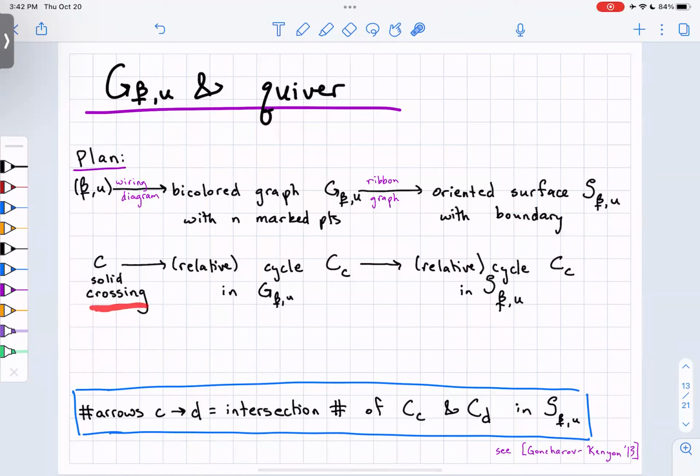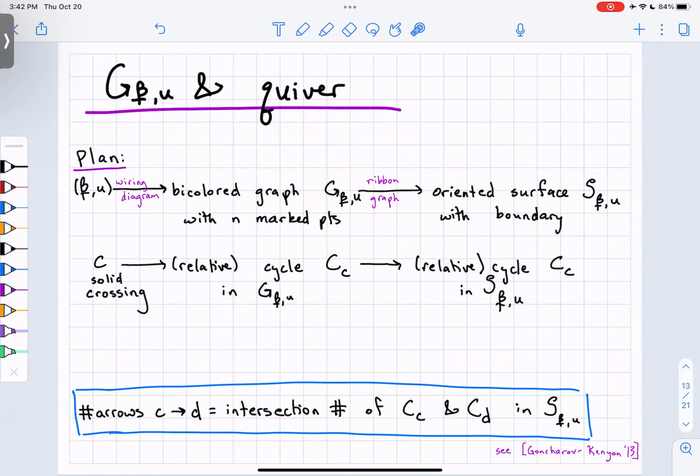Each solid crossing, which corresponds to a cluster variable, I'm going to turn into a relative cycle in my graph. Then I need to get a quiver out of this, and basically the quiver is just going to record how the relative cycles interact with each other. But I don't want to do this on the graph. I actually want to upgrade my graph to an oriented surface with boundary. Then I've got a bunch of cycles on this oriented surface, and I can just compute signed intersection numbers. Those signed intersection numbers of cycles, that's what will give me the arrows. So that's the outline, and then I'll give you some details about how this construction works.